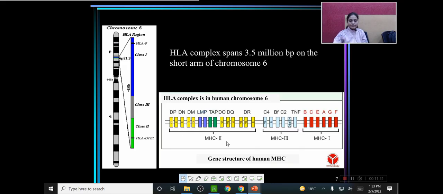This is the alpha beta chain in the MHC region, right? This is MHC 1, that is B, C, E, A, G, F. This is MHC third, that is C4, BF, C2. MHC second: DP, DN, DM, LMP, TAP, DO, DQ, and DR. These are all the sequences. These are the gene structure of human MHC. How the human MHC looks.